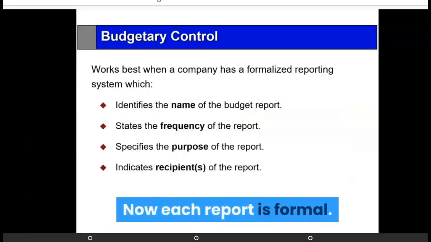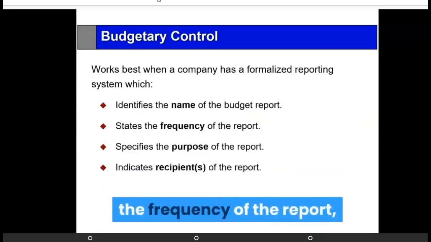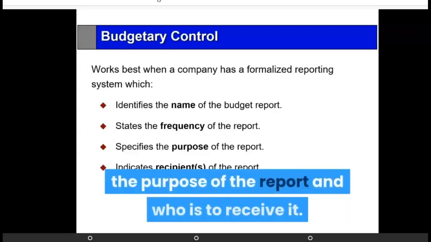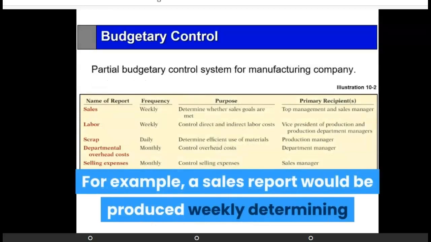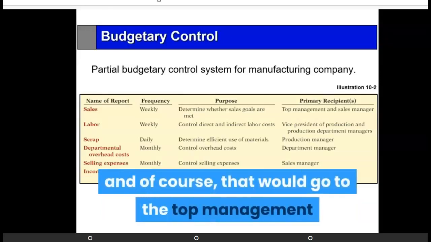Now, each report is formal. A formal report identifies the name of the report, the frequency of the report, the purpose of the report, and who is to receive it. For example, a sales report would be produced weekly, determining whether sales have been met. And of course, that would go to the top management and the sales manager.